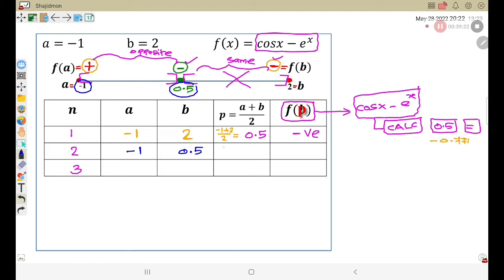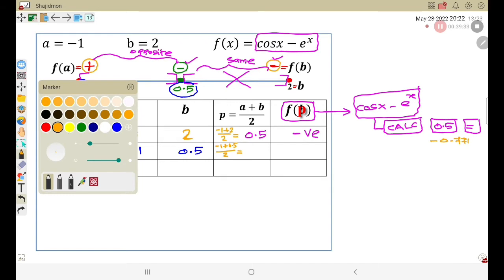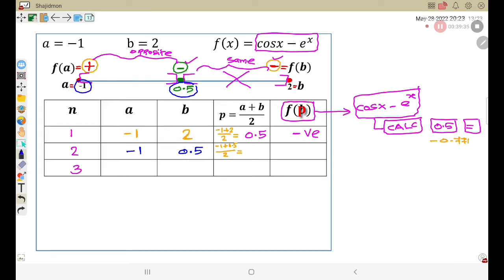Now again take the middle of these two numbers. Minus 1 plus 0.5 divided by 2. A plus B divided by 2. Minus 1 plus 0.5 divided by 2. So that you are getting minus 0.25. Minus 0.25. Hope you understood. Minus 0.25. Now what we will do?